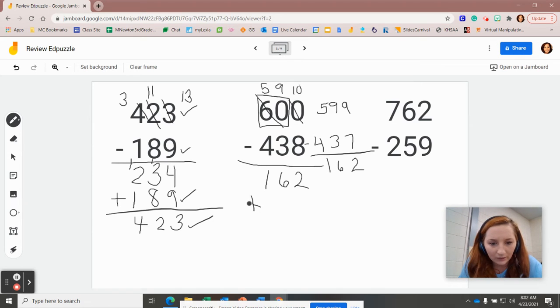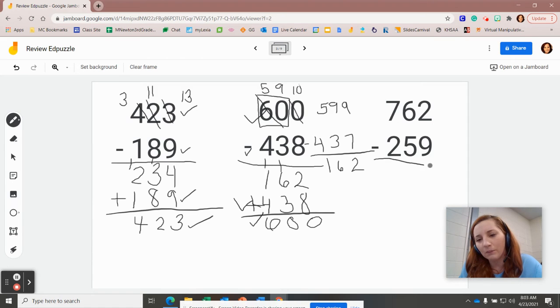Let's double check our answer. Okay, so we do 162 plus 438. 8 plus 2 is 10. So that's 6 plus 3 plus 1. Well, 6 plus 1 is 7, plus 3 is 10. 4 plus 1 gets me 6. So it all adds up.